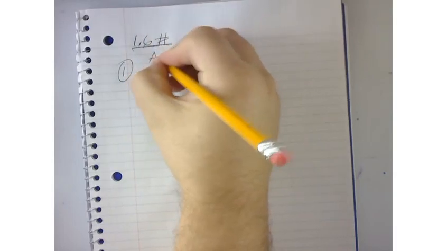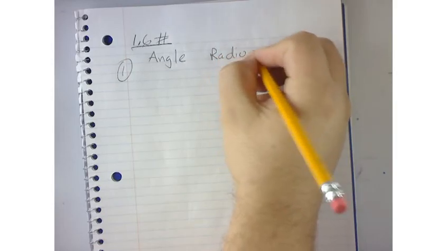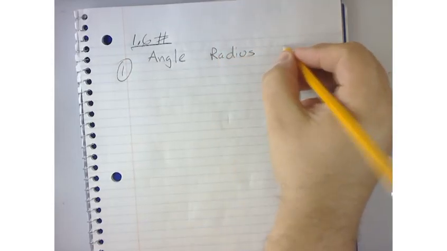Problem number 1 from your homework. We are told to calculate the angle and the radius and the arc length.